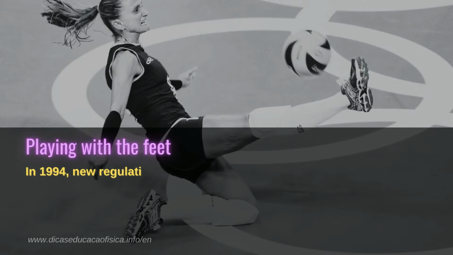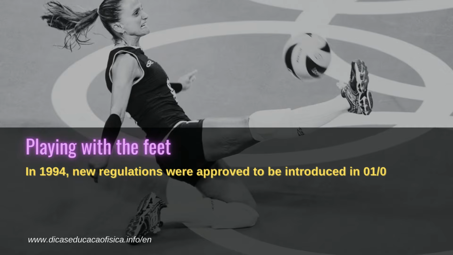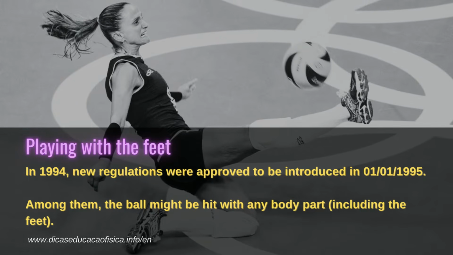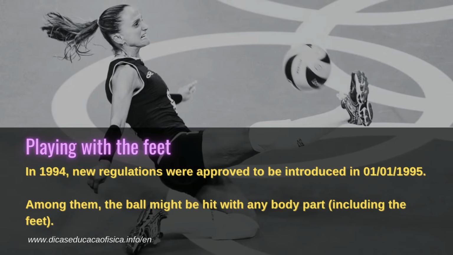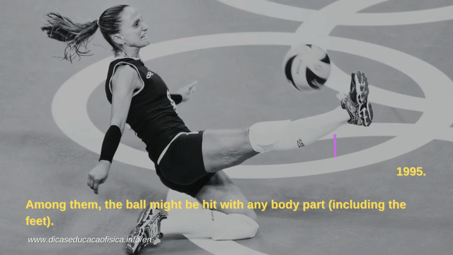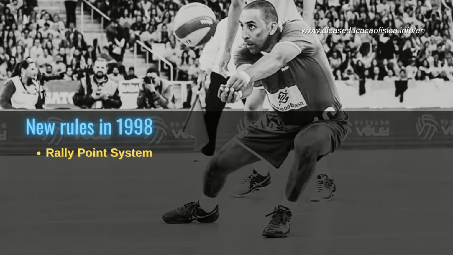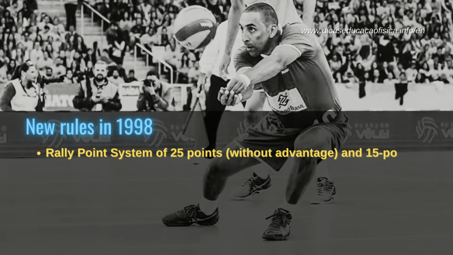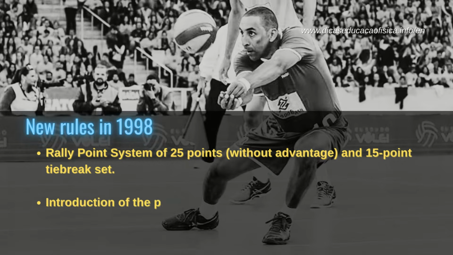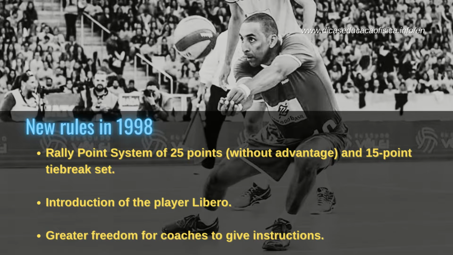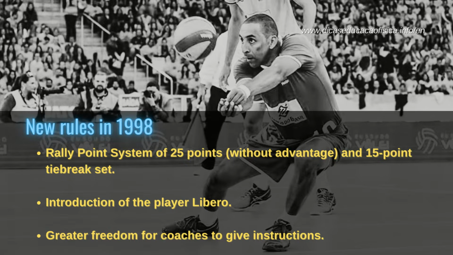Playing with the feet. In 1994, new regulations were approved to be introduced on the 1st of January 1995. Among them, the ball might be hit with any body part, including the feet. New rules in 1998. Rally point system of 25 points, without advantage, and 15-point tiebreak set. Introduction of the player libero. Greater freedom for coaches to give instructions.